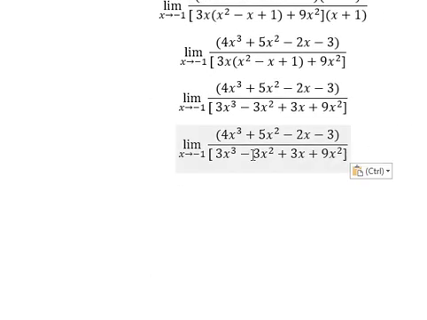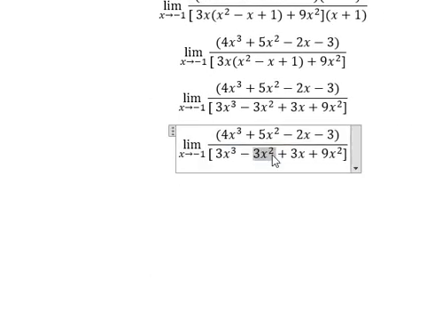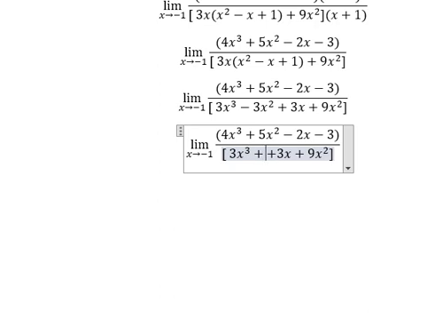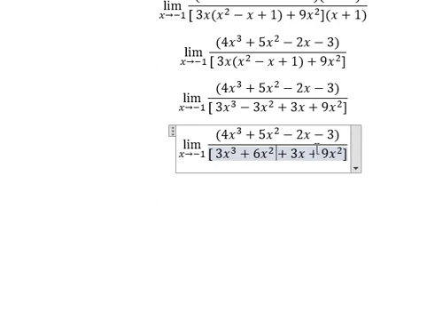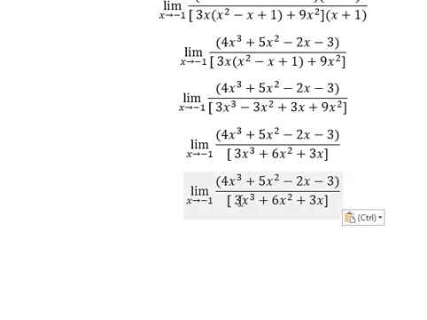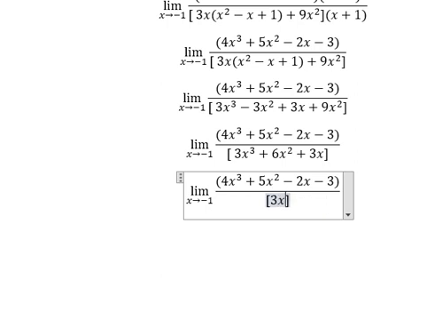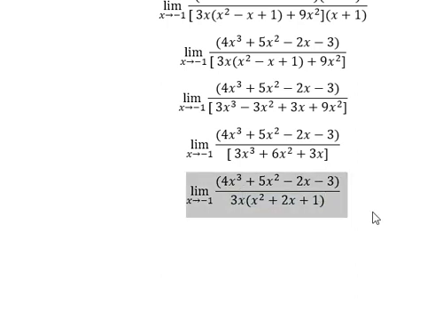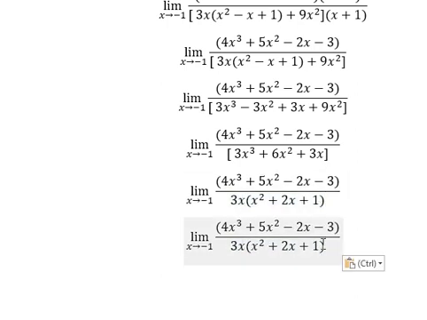So 9x squared minus 3x squared, we have 6x squared. So we can do factorization by 3x, and we have like this. And this one, that is about identities.